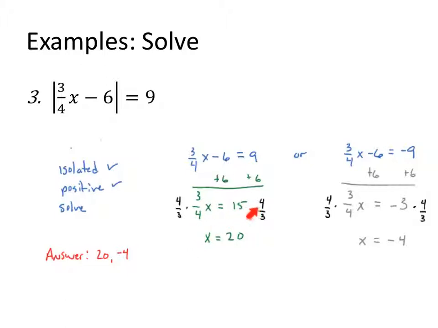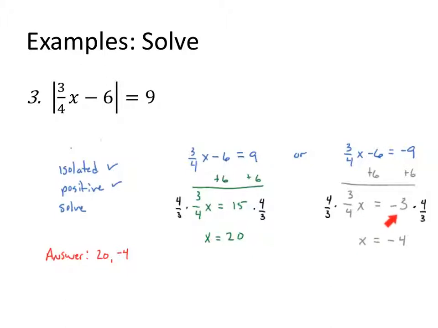15 times 4 is 60. 60 divided by 3 gives us x equals 20. Don't forget to solve your second equation. I know after all that work you think you're finished. That's why I write the two of them first, so I don't forget to go back and solve the second one later. Add 6 to both sides.